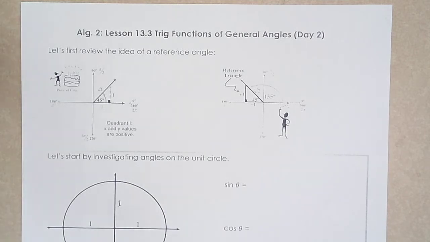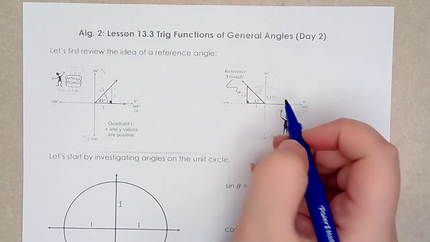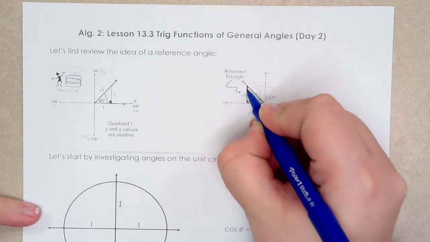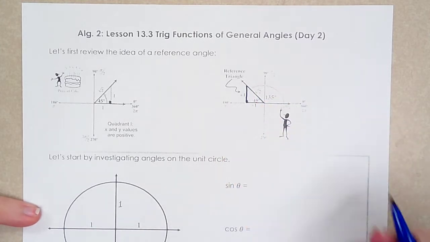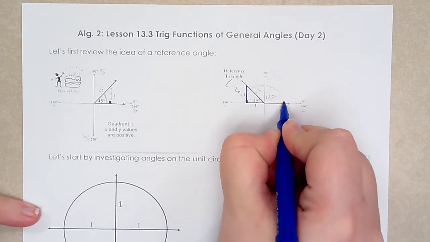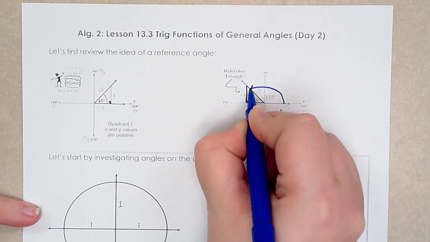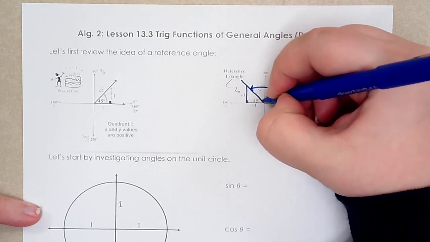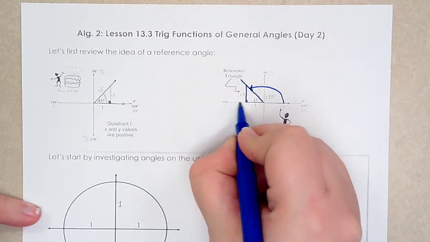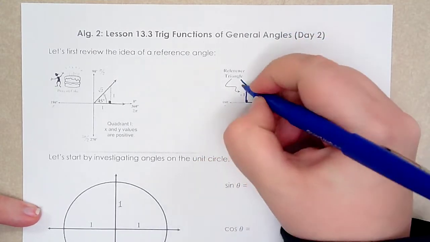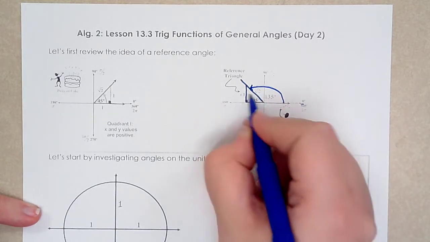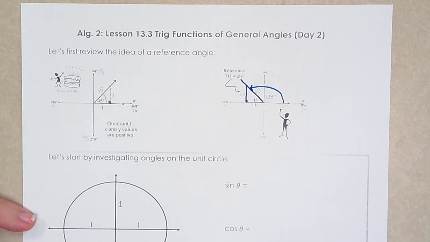So let's first review the idea of a reference angle. The reference angle, remember, is the angle created when we drop a perpendicular from our terminal side. So if our original angle theta is 135, we're going to create that angle, and then wherever our terminal side lies, we're going to find the nearest x-axis and drop a perpendicular. From there, we can label our sides and find our trig functions.